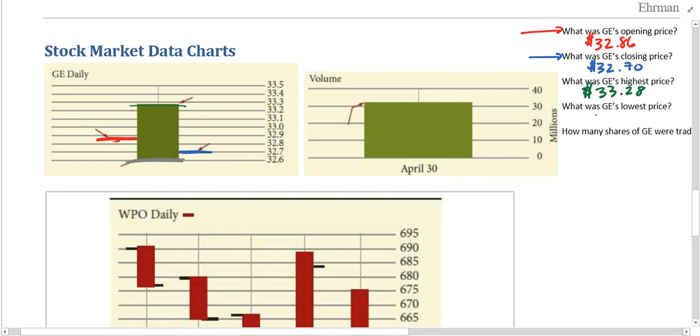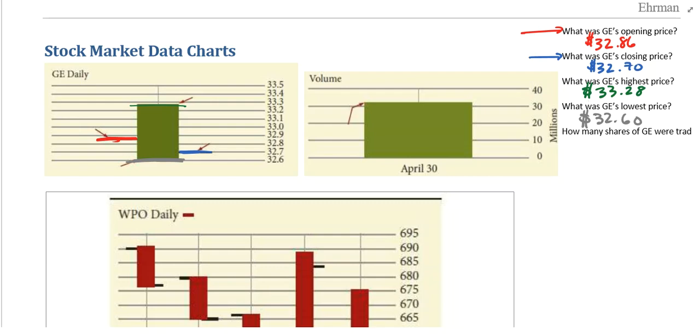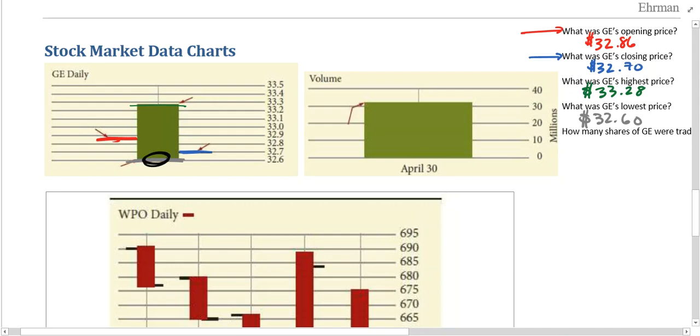But also in the same day, it did decrease in value too, and it fell all the way down to this low point of about $32.60. And here again, if you were a day trader and you were trying to time the market, your objective would have been to buy when the value of the stock was low and then sell it when the value of the stock was high.